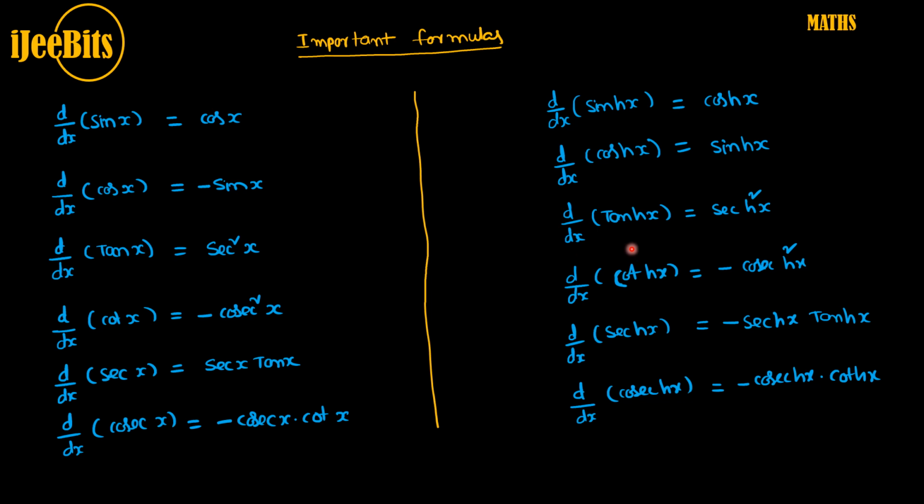d/dx of tanh x would be sech square x. d/dx of coth x is equal to minus cosech square x. d/dx of sech x is minus sech x tanh x, right? Differentiation of cosech x with respect to x would be minus cosech x coth x, right? So cosh, sinh, sech square, cosech square, sech tanh, cosech coth.